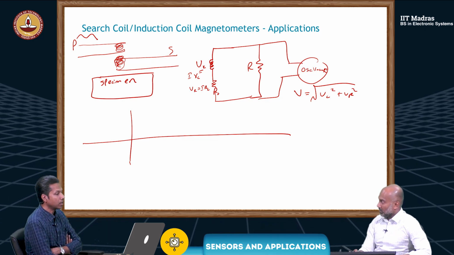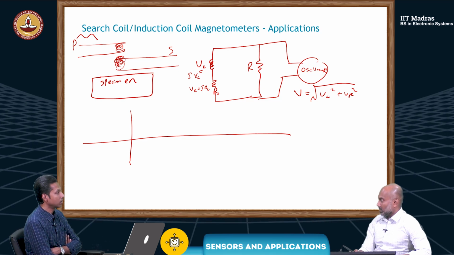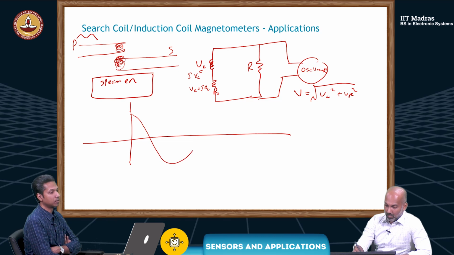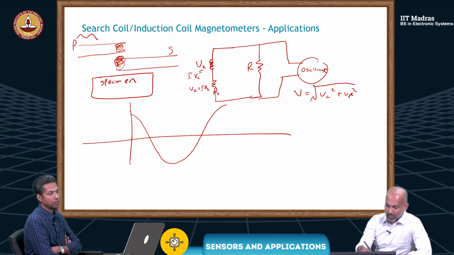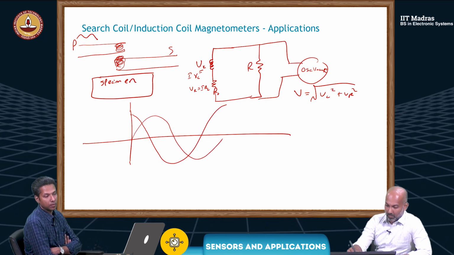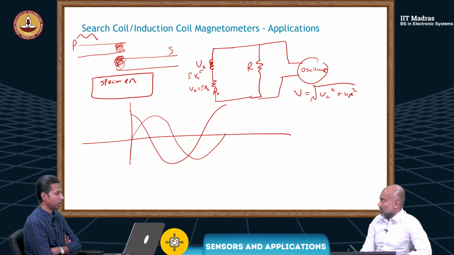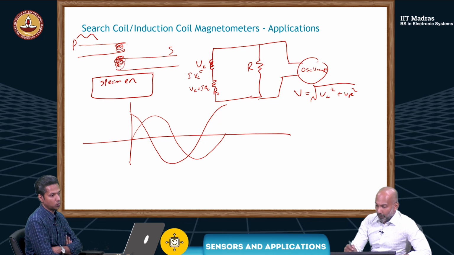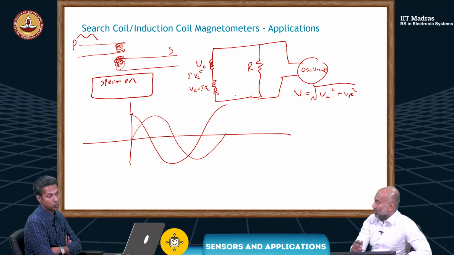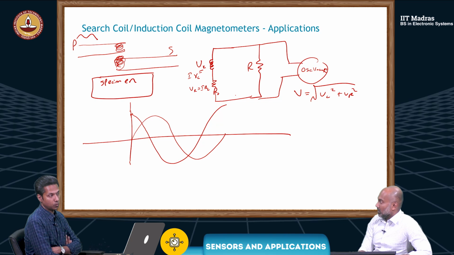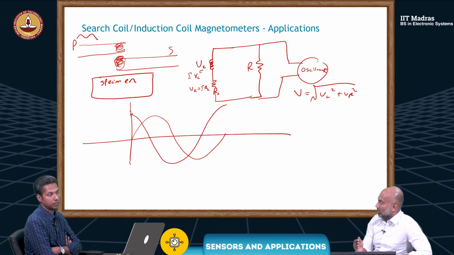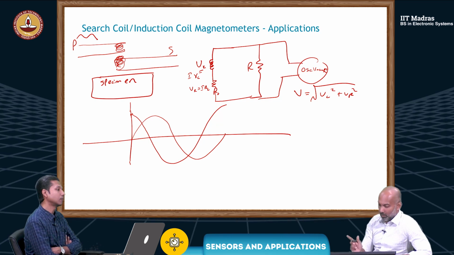VR will be lagging compared to VL. So it will be like this, no? And then this will be something like this. So this phase change is actually related to the conductivity or the permeability.